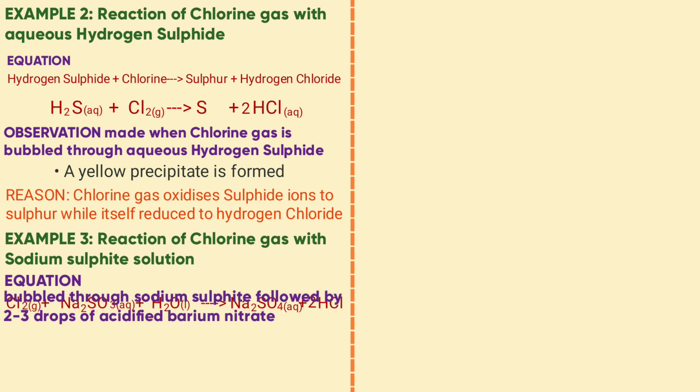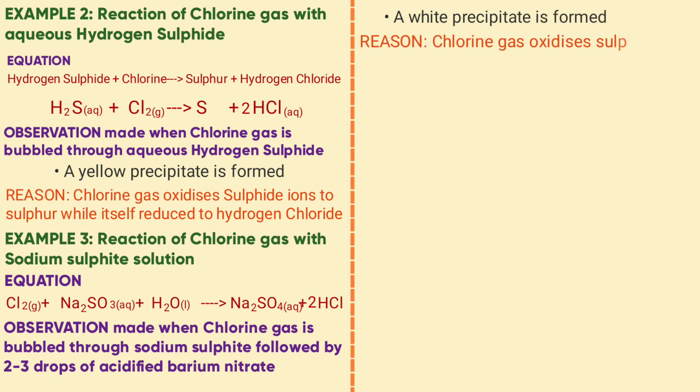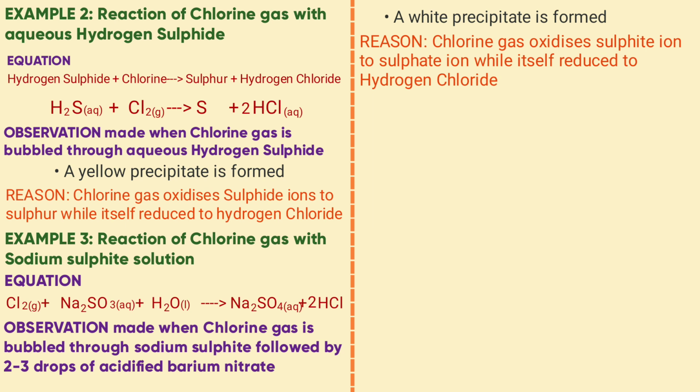Now, the observation made when chlorine gas is bubbled through sodium sulfite solution, followed by addition of 2 to 3 drops of acidified barium nitrate: a white precipitate is formed. Reason: in solution, chlorine oxidizes sulfite ion to sulfate ion, while itself being reduced to hydrogen chloride. The formation of a white precipitate with acidified barium nitrate confirms the presence of sulfate ions.